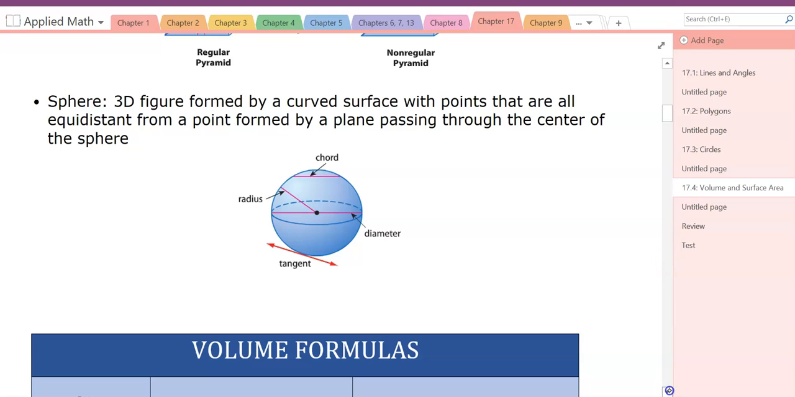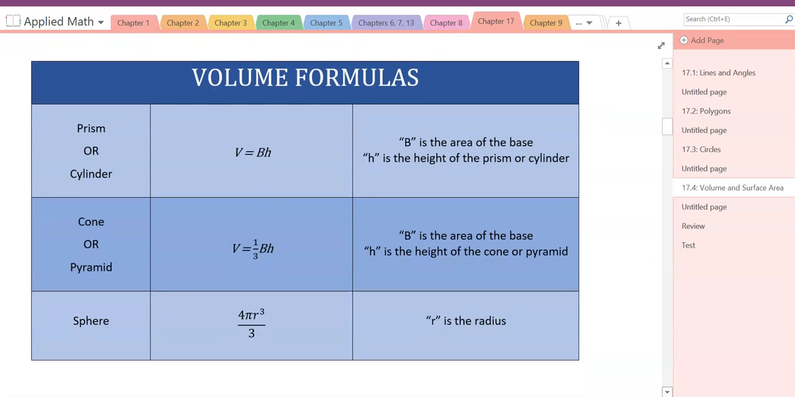So these are the formulas that you're going to want to be using when you're trying to find volume. Prisms and cylinders share a formula, just like cones and pyramids share a formula. So if you have a prism or a cylinder, you're going to use the same formula, capital B times H, where capital B represents the area of the base shape.